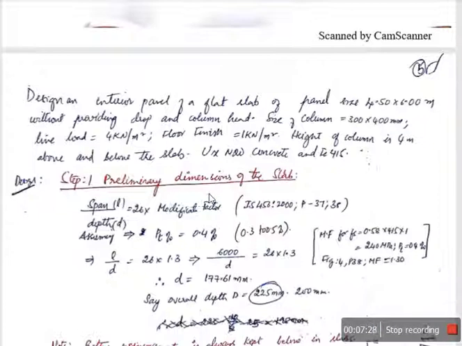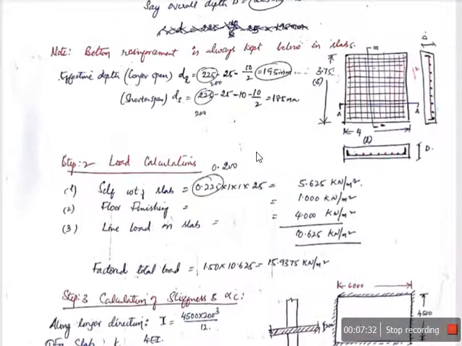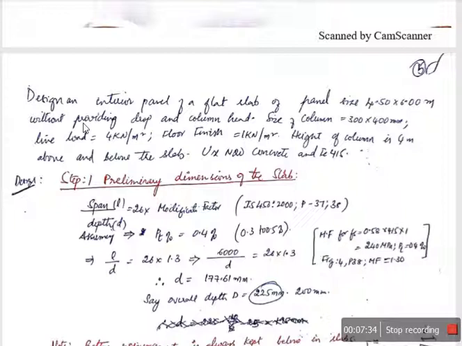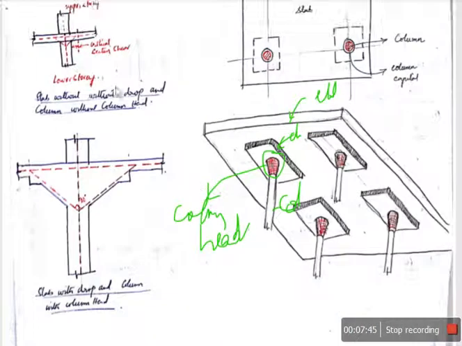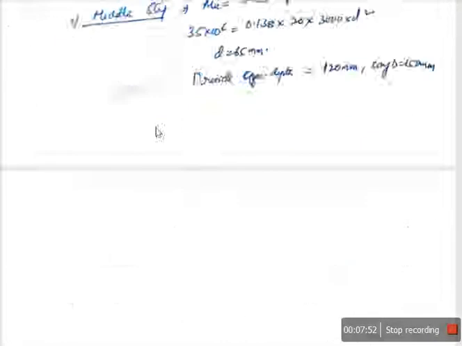Thank you for listening. In the next video, we'll have a discussion on a flat slab without providing a drop and without a column head. It looks like this, without drop and without column head. How it is done, we'll see in the next class. Thank you.